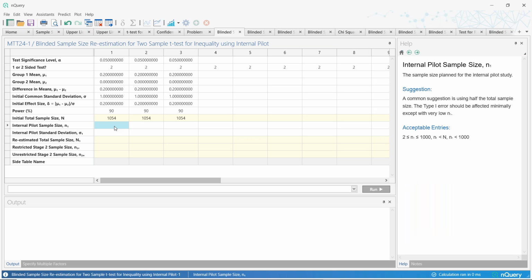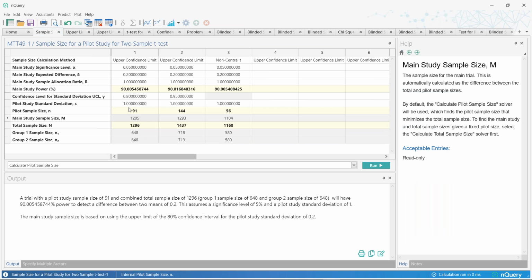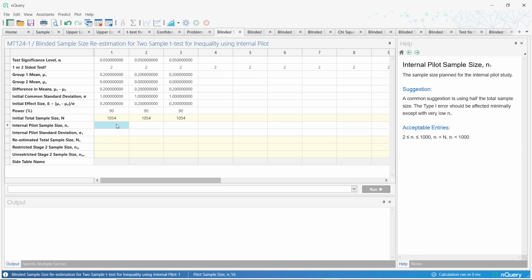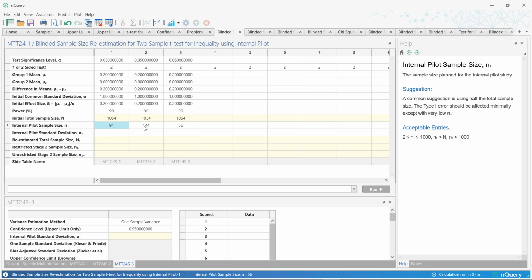And so what I'm going to do here is recreate the pilot sizes that we got in this table when we were trying to minimize the total study size. Obviously we're cheating a little bit here because we're deriving these from a separate procedure, but let's assume that these were the correct pilot sizes here.